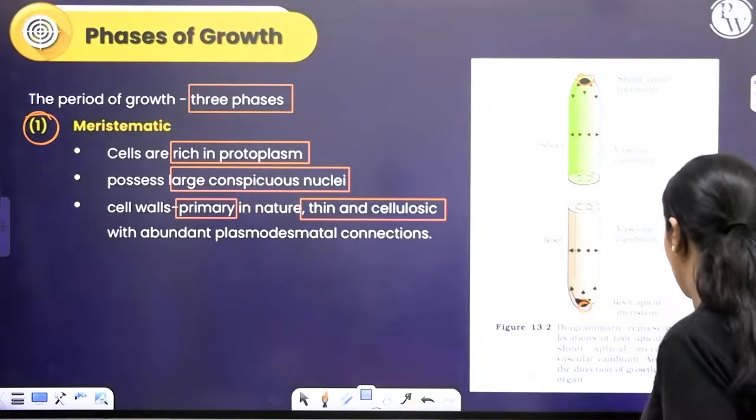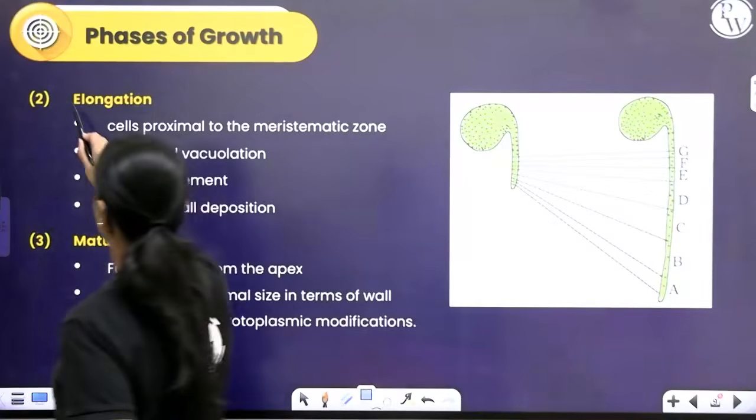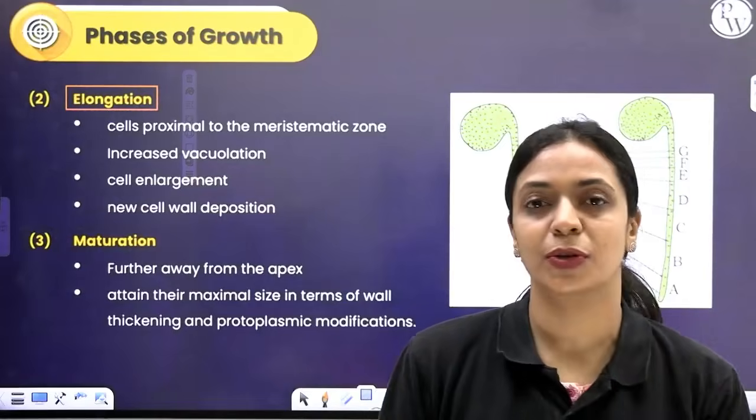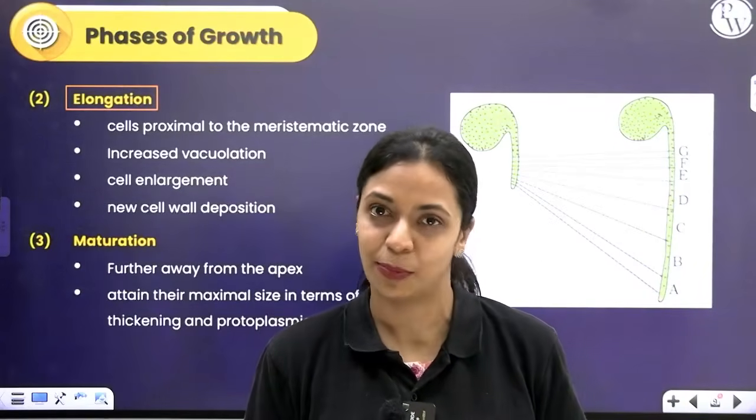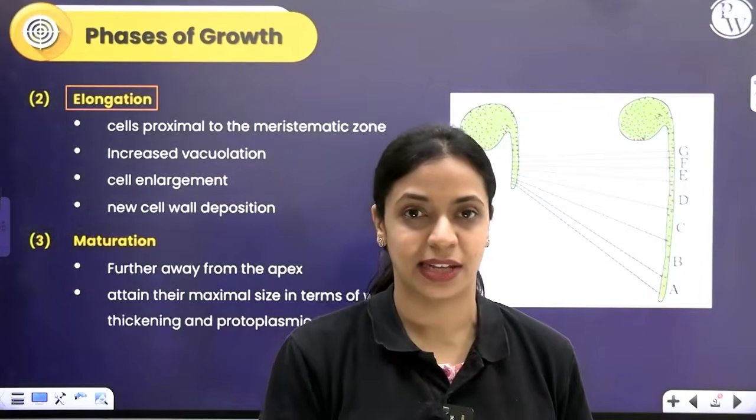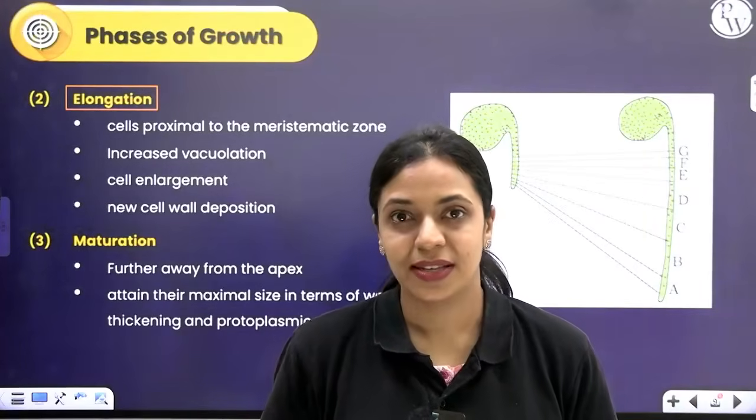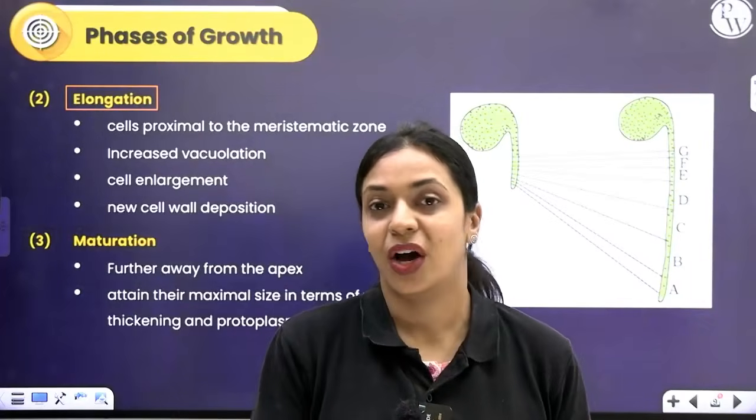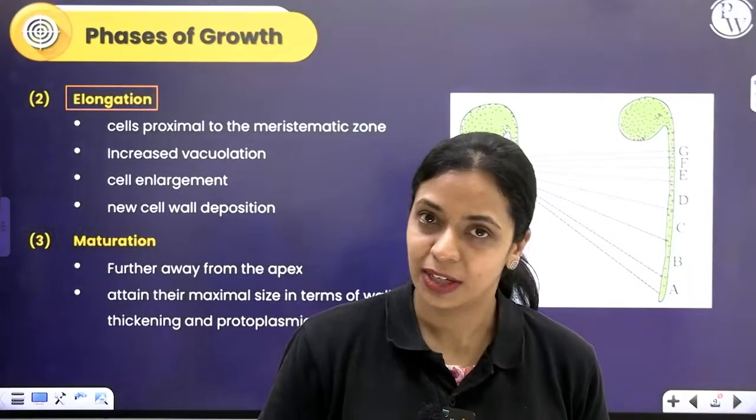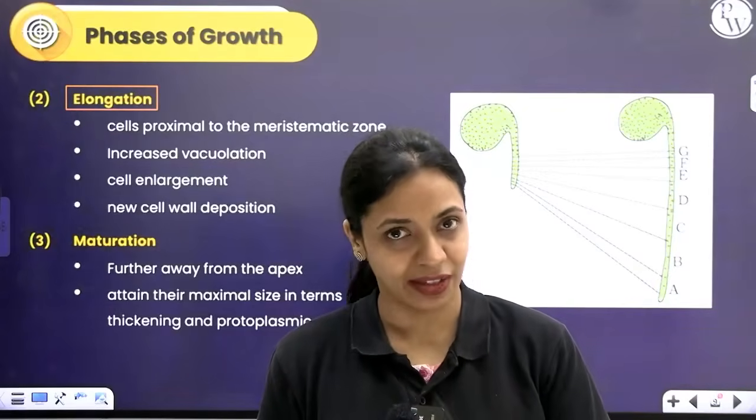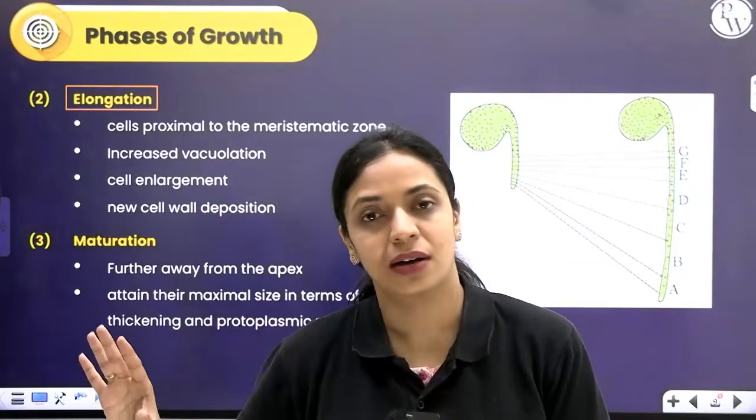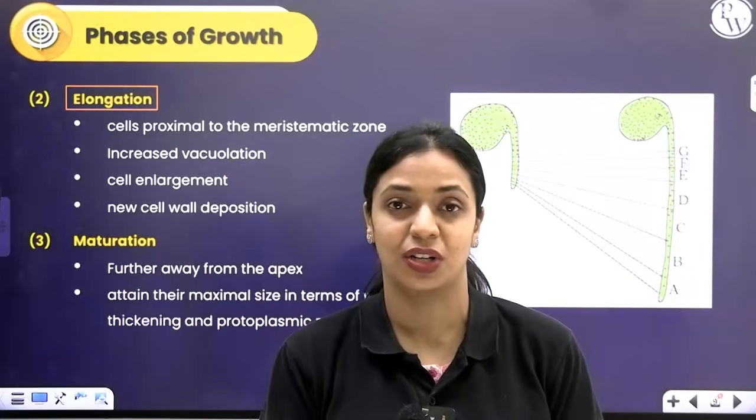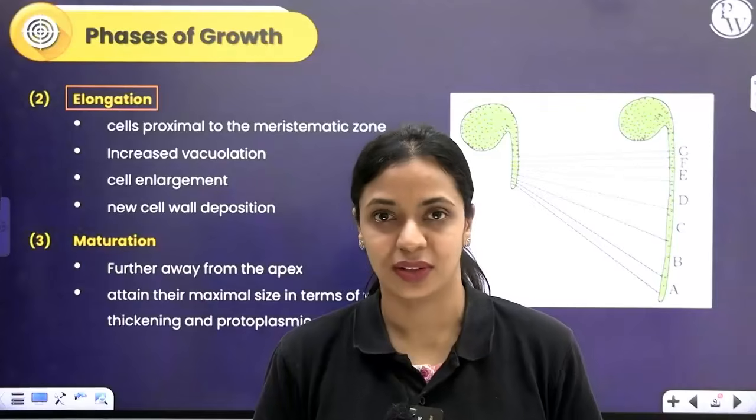Next, elongation. Remember, all cells in the plant don't have the ability to divide. At one point, some of the meristematic cells will lose their ability to divide and become permanent, like parenchyma, collenchyma, sclerenchyma, xylem, phloem. Let's say there were 100 meristematic cells, 50 cells lose the ability to divide. The remaining 50 will continue to divide, give rise to 100 again. Again 50 will lose the ability to divide, and again they will take up some other permanent function in the plant. The remaining meristematic cells continue to divide. This is how it happens.